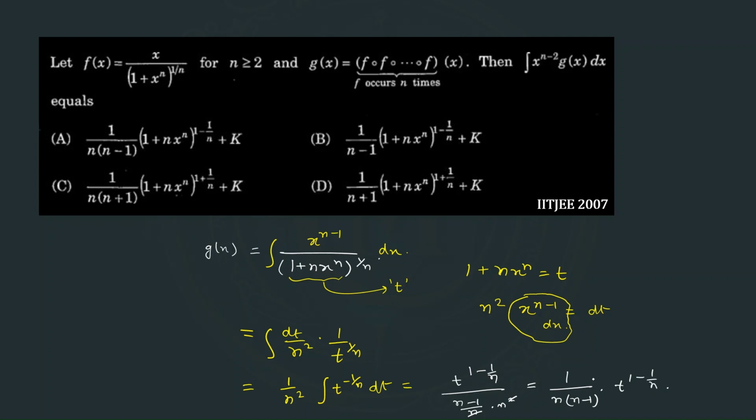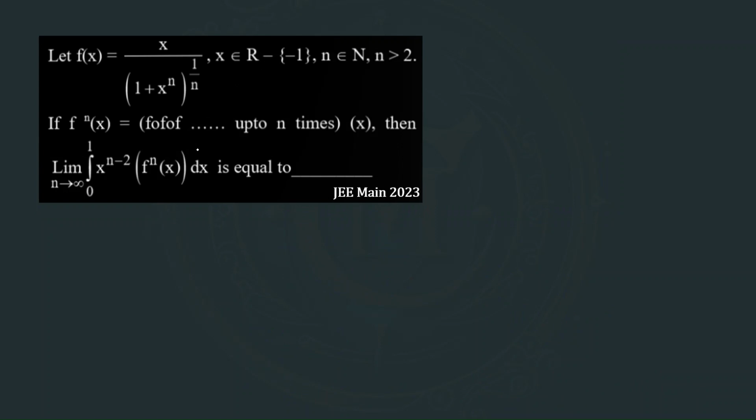So you can easily see here will be an integration constant. So option A will be the correct option for this question. Again, a similar question was asked in JEE Main 2023. Here this function we just calculated is equal to 1 divided by n into (n minus 1) times (1 plus n x to the power n) whole to the power 1 minus 1 by n.